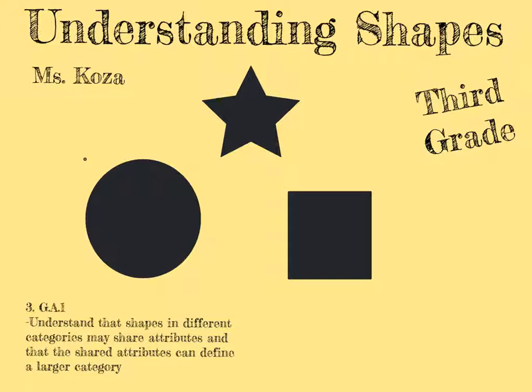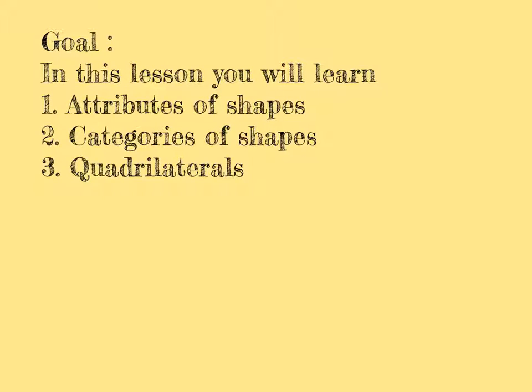3GA1, which states that we'll be able to understand that shapes in different categories may share attributes and that the shared attributes can define a larger category. We will also recognize rhombuses, rectangles, and squares as examples of quadrilaterals, and draw examples of quadrilaterals that do not belong to any of these subcategories. Further, our learning goal for this lesson is to understand the attributes of shapes, the categories of shapes, and understanding quadrilaterals.